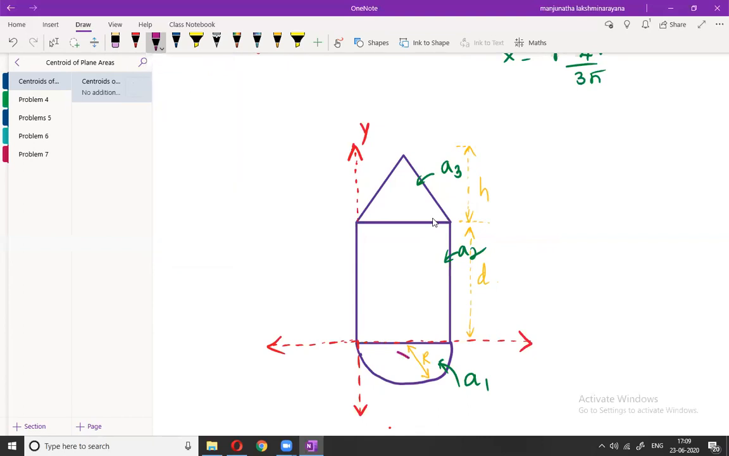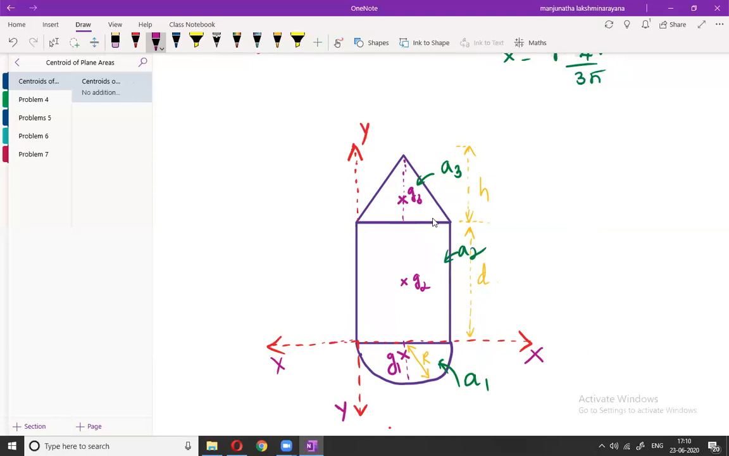Approximately, we know the semicircle centroid will lie on this axis of symmetry, so let that be G1. For a rectangle, the centroid lies exactly at the center. Let this be G2. And this is an isosceles triangle, which is symmetrical about the y-axis, and definitely the centroid lies on the y-axis, at some distance from the base. So let this be G3. Now the reference axis is somewhere here. This is the x-axis, and this one is the y-axis.